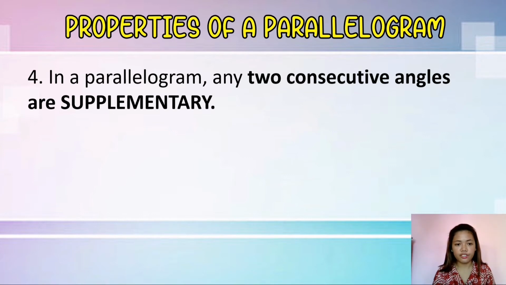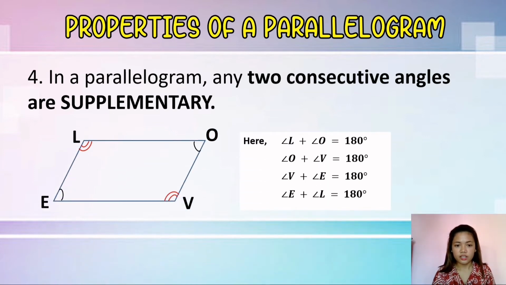So let's make use of this figure. So we have here, what angle is opposite to angle V? So that is angle L. But what angle is consecutive to angle L? So it can be angle E and angle O. Pag tinanong ka naman, ano naman yung angle na consecutive kay angle O? It can be angle L and angle V. So yung katabi niyang angle, yun yung tinatawag na consecutive.